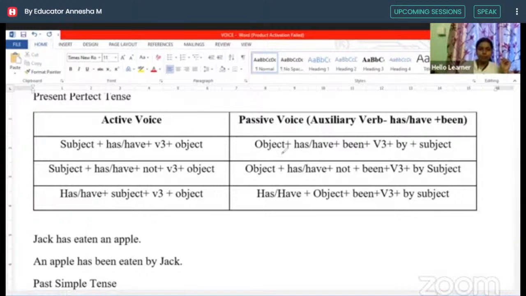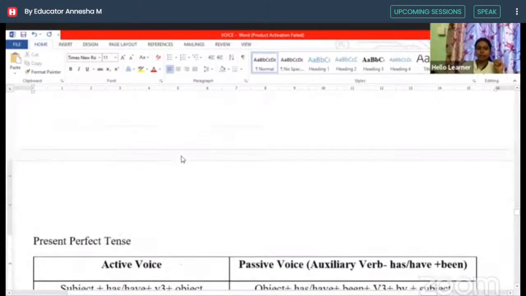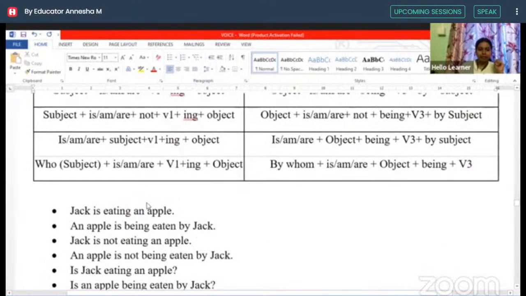So we are just using the formula. Object सबसे पहले आएगा. An apple. I told you guys this is the object, right? An apple comes at the very beginning. Has or have. So has, because an apple is singular. उसके बाद been. We are using been. Then verb third form, so eaten. And then by, of course, by. And finally the subject, and our subject of the active sentence was Jack. So an apple has been eaten by Jack. Clear, guys? How to change? Any questions?